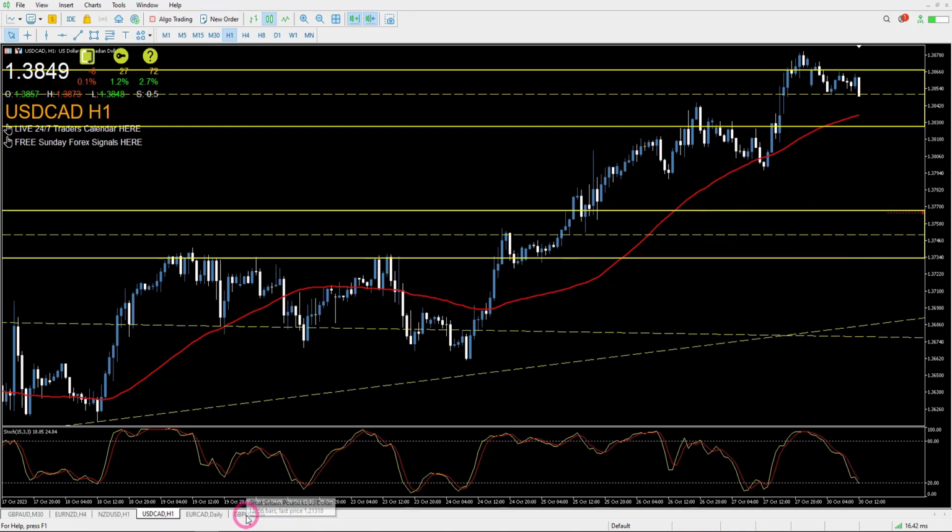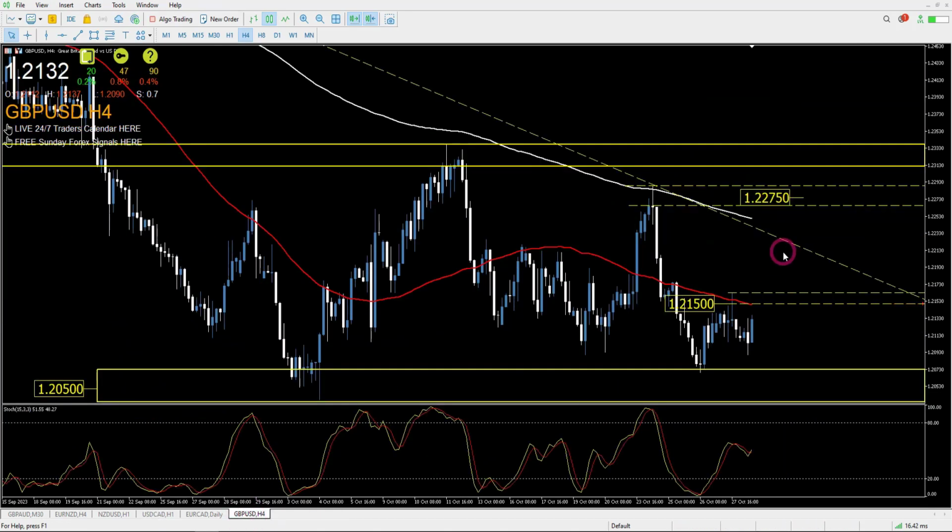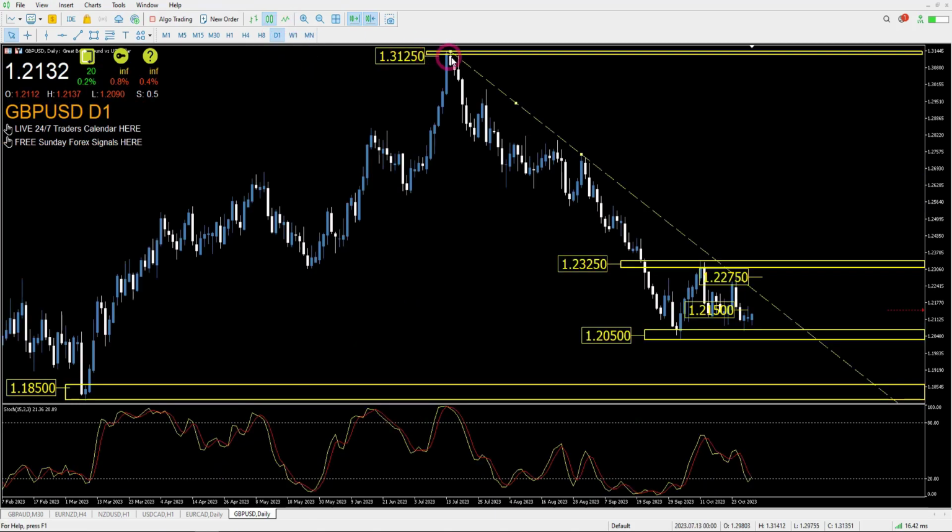Let's go on to cable then. So cable, interesting market for us. Pound US dollar featured on the tables as a potential short opportunity. We can see here that we're obviously in a downward trend. Price recently rejected an area.